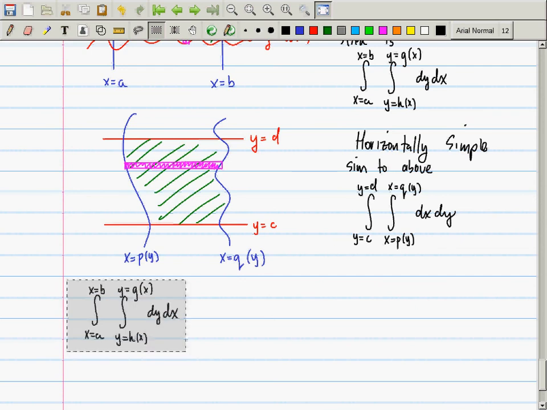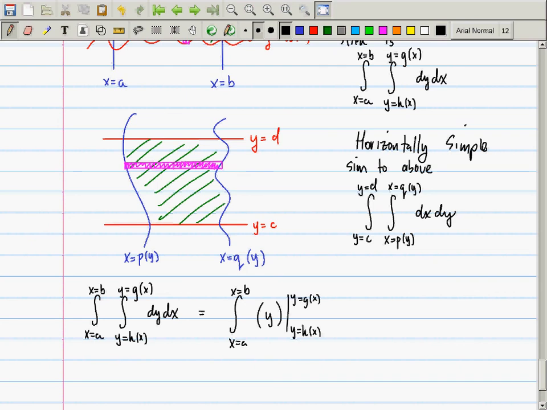Isn't that cool? Okay, so then, let's just go ahead and compute the antiderivative real quick. So, this interior integral, this is antiderivative with respect to which symbol? With respect to y. Okay, so then what is the antiderivative of 1 dy? y. Okay, so then this is the integral from x is a to x is b of y evaluated from y is h of x to y is g of x dx, right? So I took care of the y antiderivative.